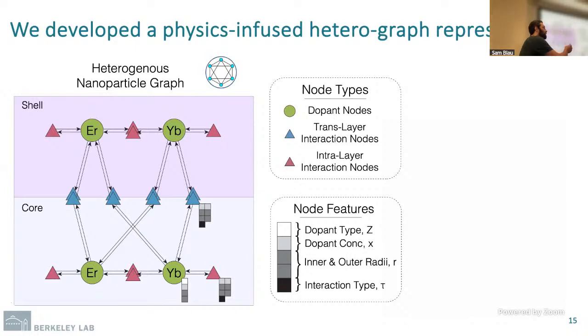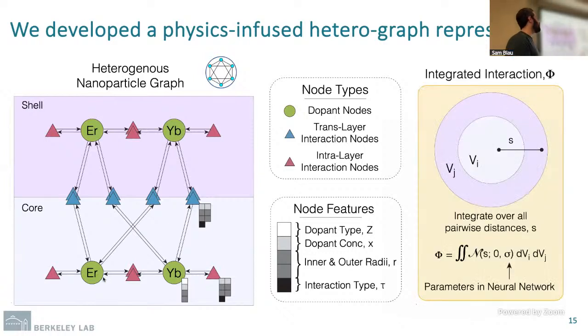And then for every pair of dopants that gives rise to an interaction, you have an interaction node, and then you also have directionality. So you have the erbium to ytterbium interaction node going in one direction, and then the ytterbium to erbium going back, because these are not symmetric energy transfer processes. And we embed the interaction type, the radii, the dopant types, et cetera.